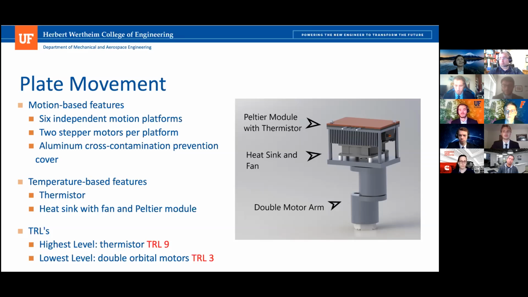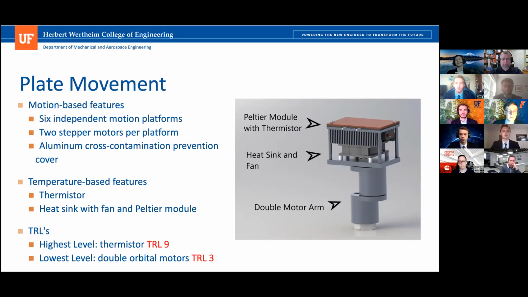So temperature-based features. On the top, you can see we have a copper plate, and that's used to locally heat the well plate to a uniform temperature. We also have a thermistor embedded underneath that copper plate to measure the temperature and have closed loop temperature control.